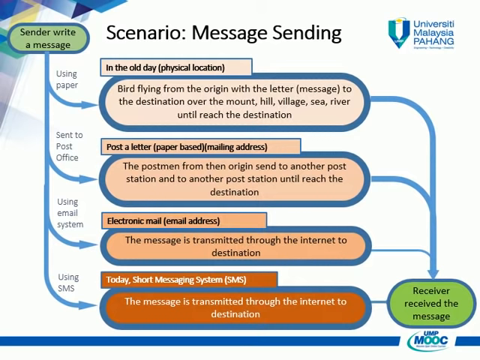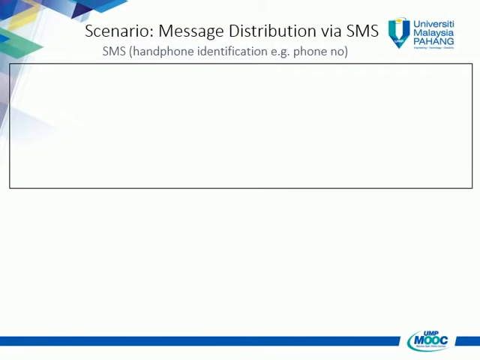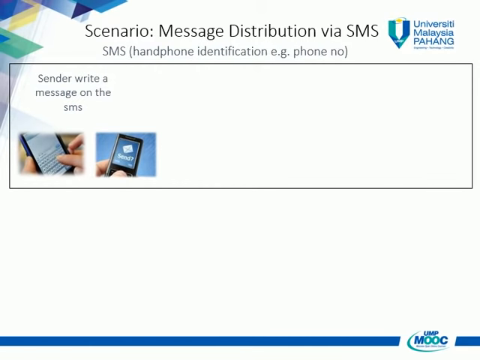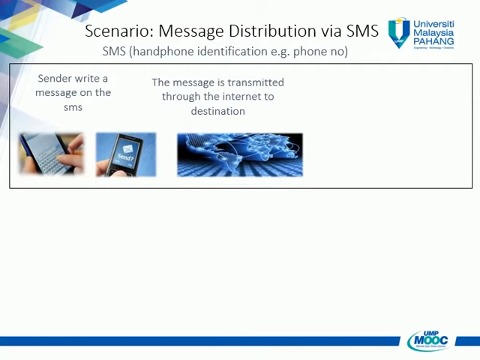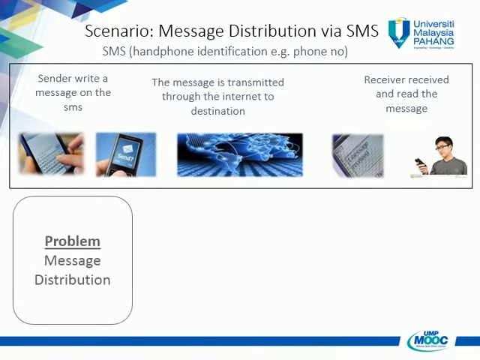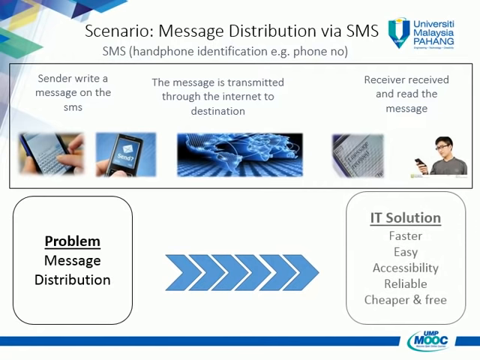Referring to the previous scenario, this discussion shows the detailed message distribution using the short messaging system, SMS. SMS uses hand phone number identification for communication identification. It starts when the sender writes a message on the SMS system. When the sender presses the send button, the message is transmitted through the internet to the destination. More precisely, there are technical configurations and sequences involved that are provided by the telecommunication company. When the receiver gets the new message sent to him, he can open the message and read it. This example shows the sequence from the sender to the receiver in message distribution.